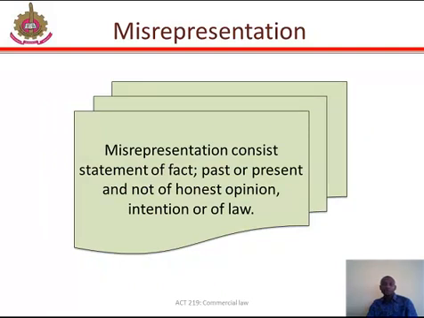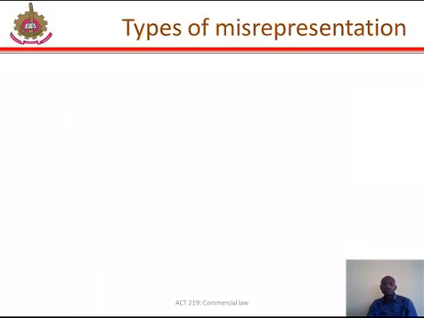Now we talk about misrepresentation. Misrepresentation is an untrue or misleading statement made by one party to a contract during negotiation leading up to the contract, which induced the other party to enter into such contract. Misrepresentation consists of statements of facts, past or present, and not of honest opinion, intention or of law. Types of misrepresentation: misrepresentation is divided into three categories.